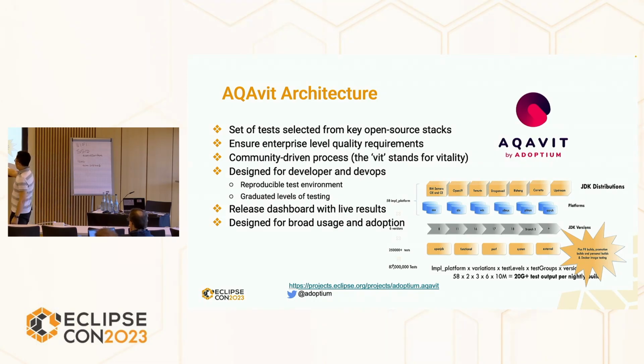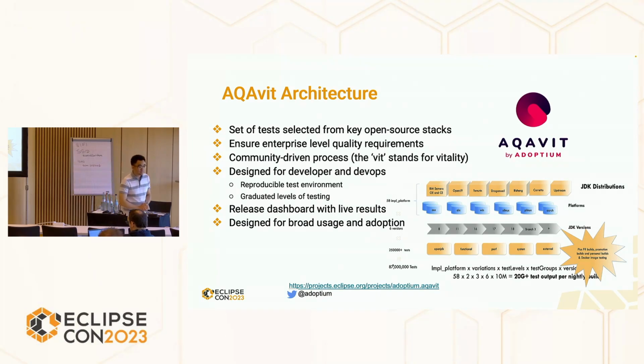For tests, we have different levels. We have OpenJDK, functional, perf, system, and external tests. The total number of tests we have is 250,000. If we multiply those together, for our nightly builds we have around 20 gigabytes of test output every night.